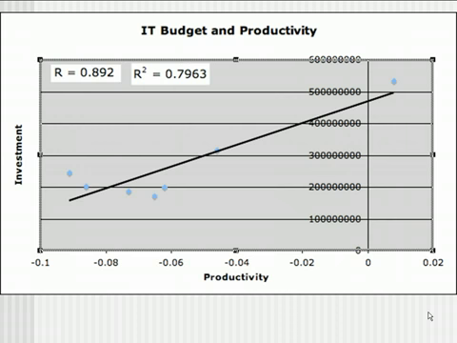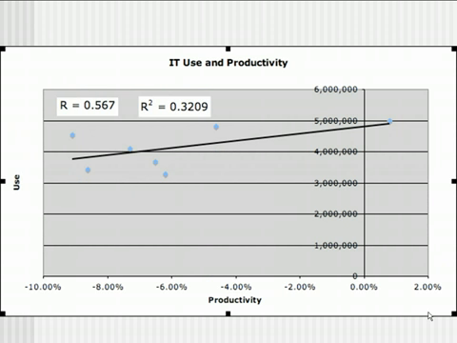The second diagram measures the correlation between IT budget and productivity. With a value of 0.892, there is a strong relationship between these two variables. This final diagram measures the correlation between IT use and productivity. With a value of 0.567, there is only a moderate association between these two variables.